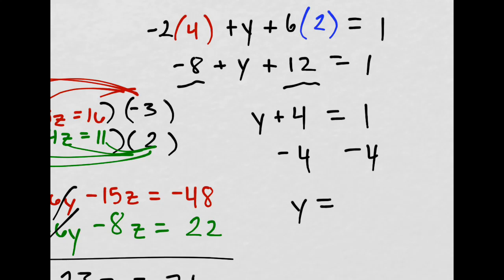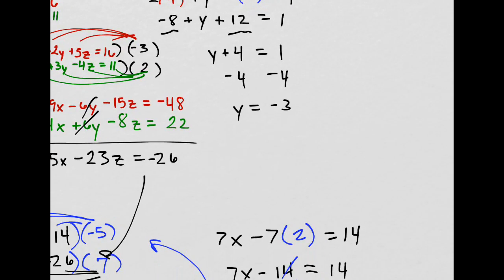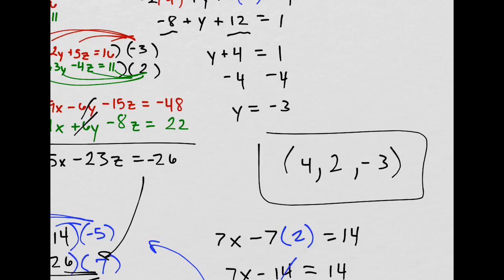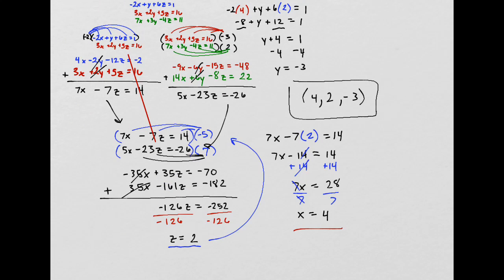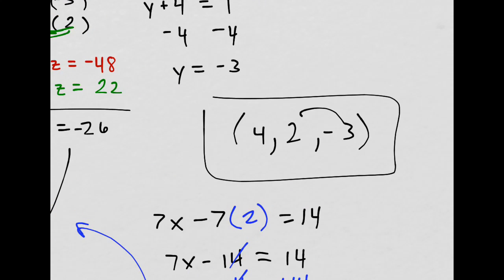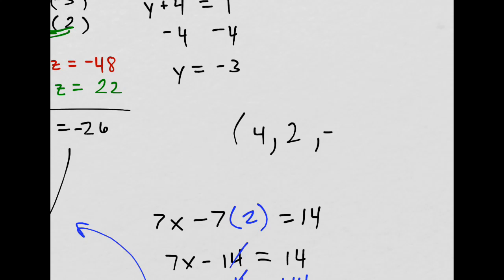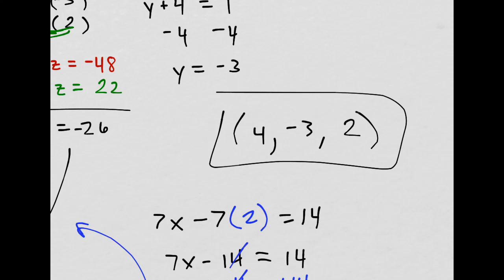Y equals negative 3. And then we have x being, I think it was 4, 2, and negative 3. Is that right? 4. Oh, yeah. Switch these around. Thank you. So 4, negative 3 and 2. There we go. That's the point in 3D space where these planes intersect.